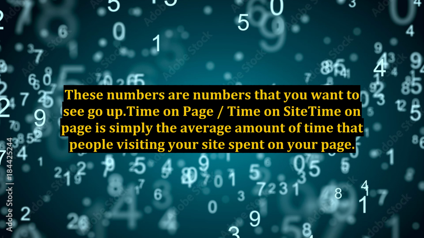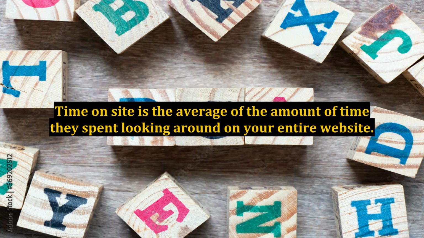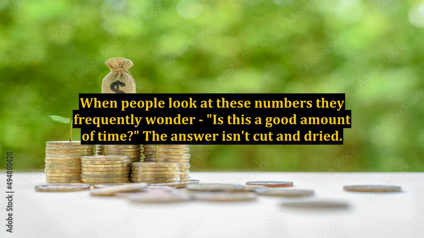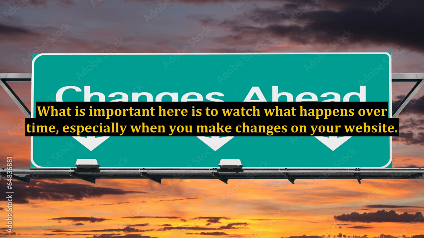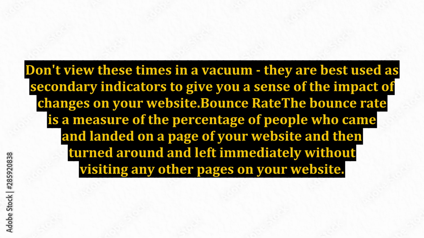Time on page/time on site. Time on page is simply the average amount of time that people visiting your site spent on your page. Time on site is the average of the amount of time they spent looking around on your entire website. When people look at these numbers, they frequently wonder, is this a good amount of time? The answer isn't cut and dried. What is important here is to watch what happens over time, especially when you make changes on your website. Don't view these times in a vacuum. They are best used as secondary indicators to give you a sense of the impact of changes on your website.